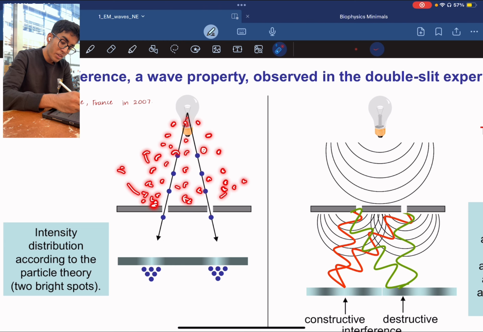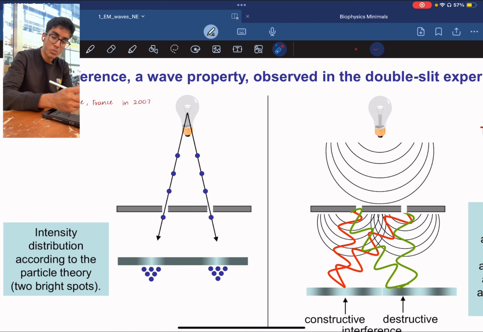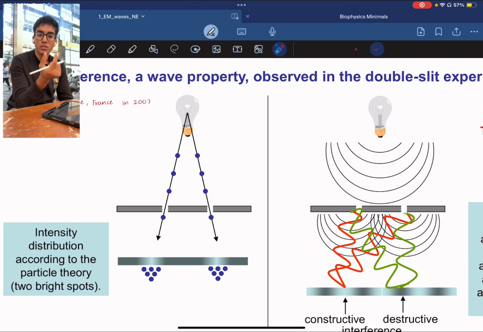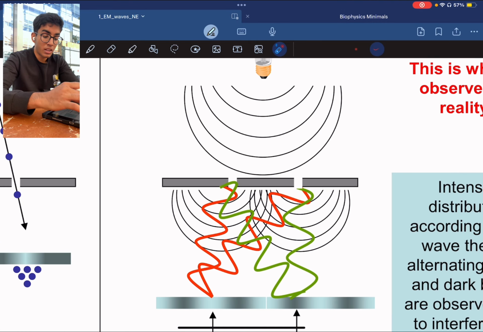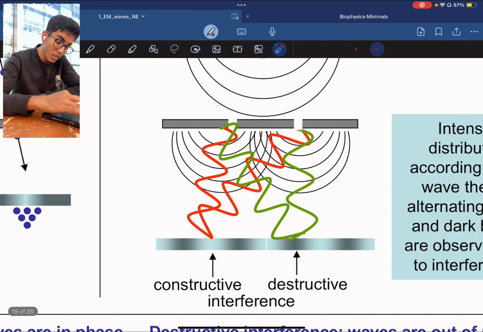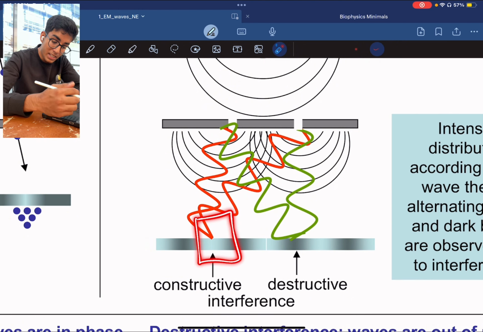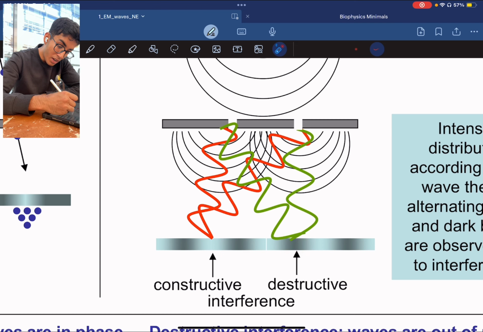These things are called photons, the smallest amounts of energy. The fundamental unit of energy is a photon. The smallest amount of energy that can exist in this universe is a photon. If the photon was to pass through one of these slits, it would just go through and hit over here, and that's what you would see. But that's not what we see. When we pass light through it, we see a series of bright bands and dark bands.